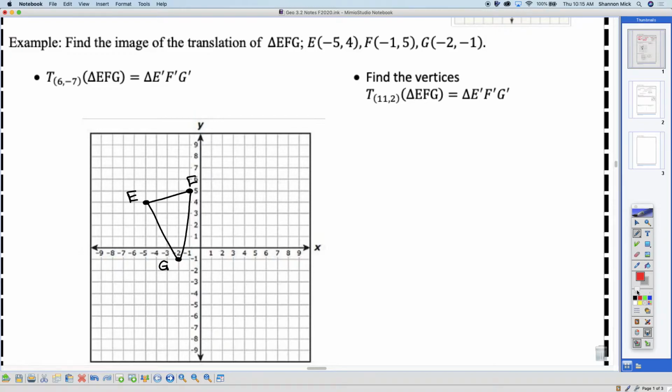So what is my translation rule? And how do I know it's translation? Because it's a T. When I typed this, it should be like those arrow things, fix it. Okay, it's a T for translation. So every point is going to change how many X's? 6. And how many Y's? Negative 7. So we'll start with G. 1, 2, 3, 4, 5, 6. 1, 2, 3, 4, 5, 6, 7. So right here is G prime.